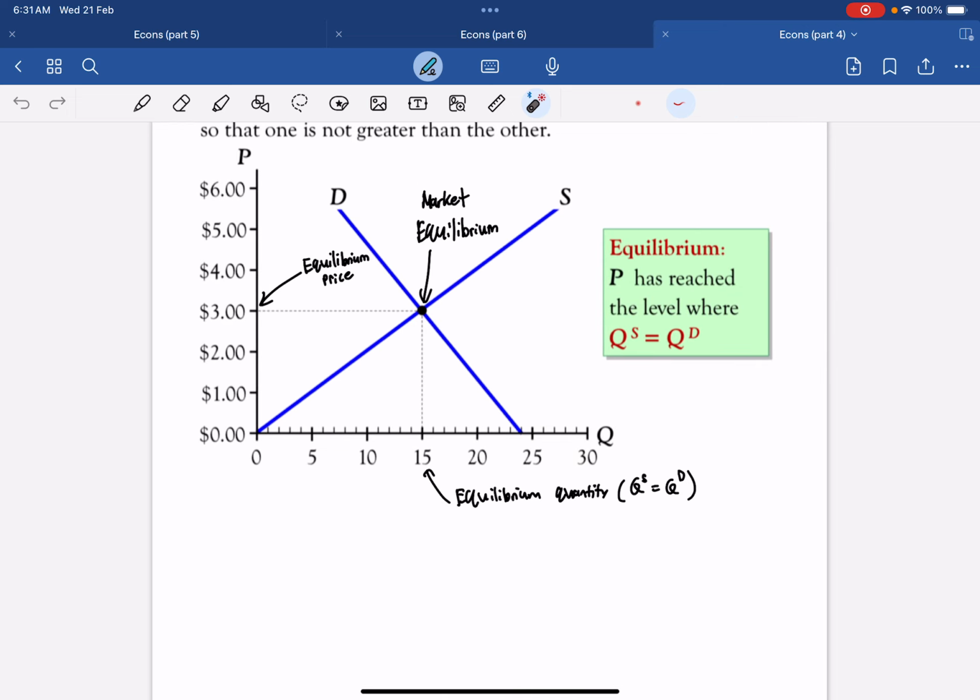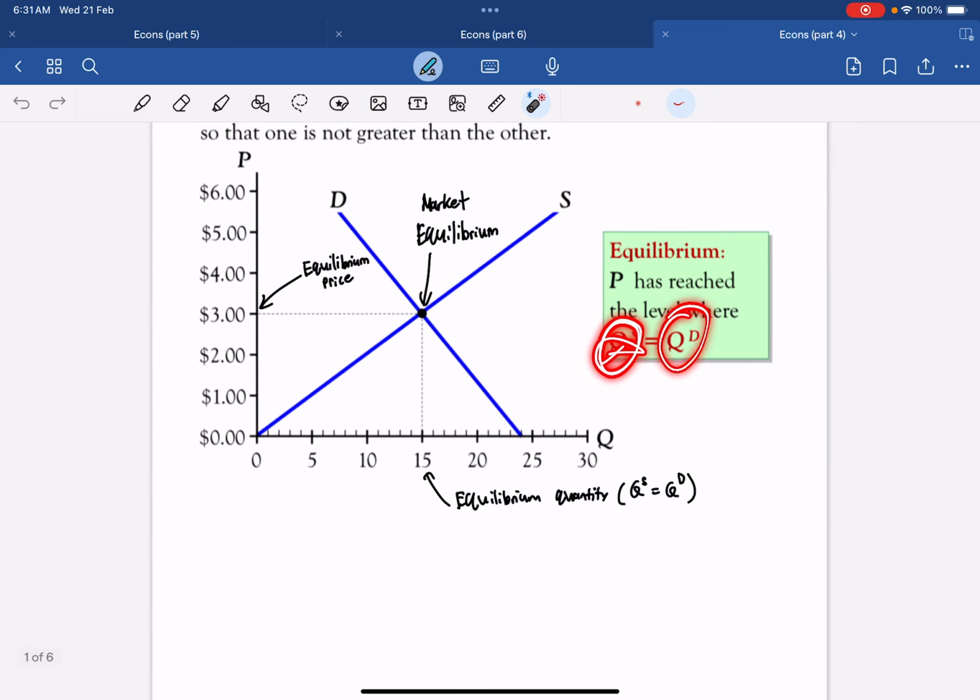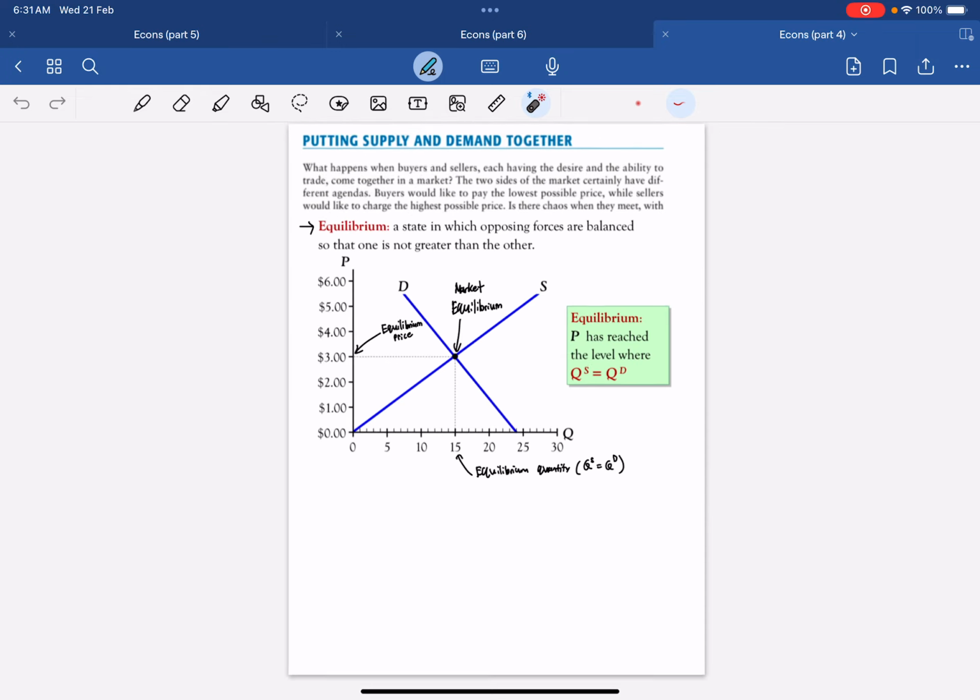So you can see when you draw your demand curve and your supply curve, the point where they intersect is when the quantity supplied equals the quantity demanded, and that is known as the market equilibrium point. And the price at which it is at is called equilibrium price, and the quantity at which it is at is called equilibrium quantity.